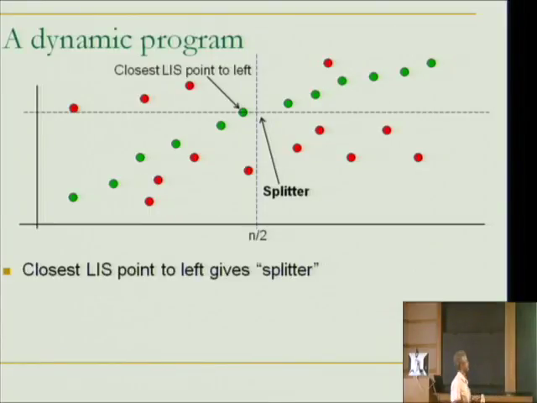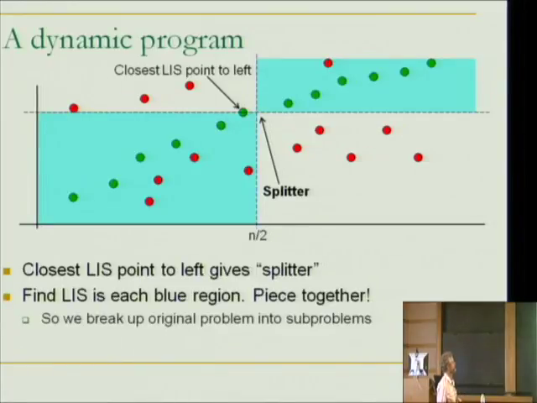And now look at the following. We'll call that intersection point a splitter. Notice that when you do that, the LIS of the whole thing is equal to the LIS on the left plus the LIS on the right. Okay, that's fine.